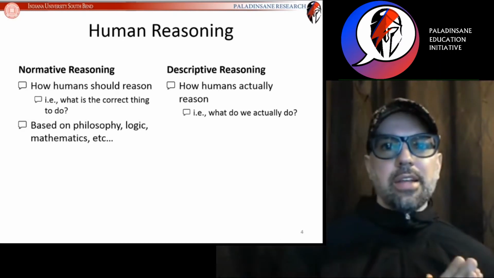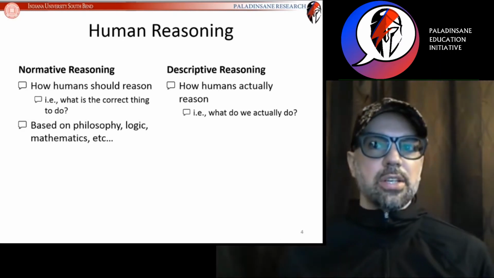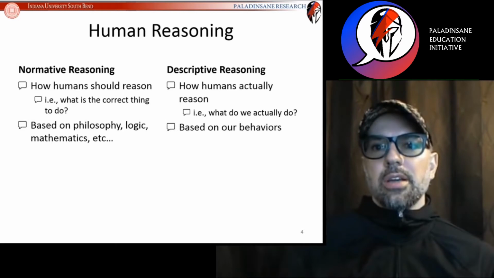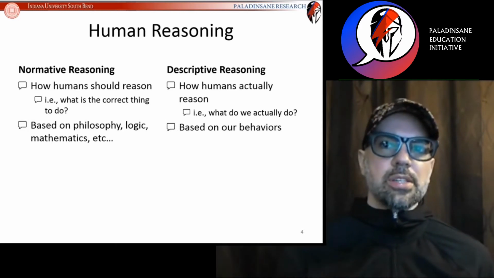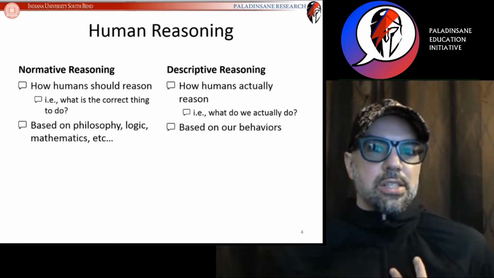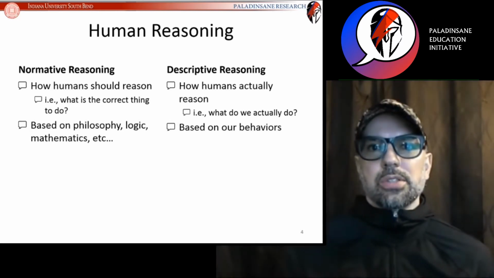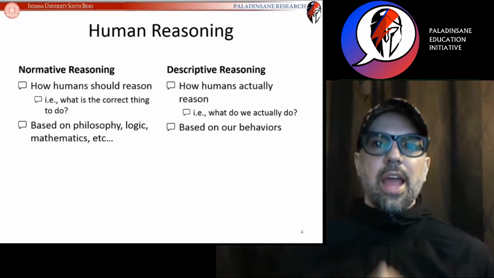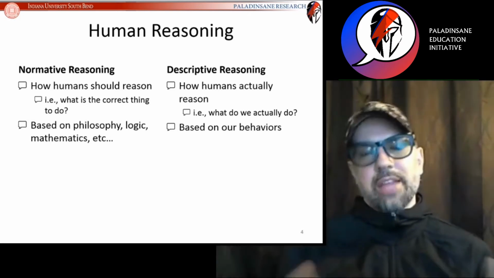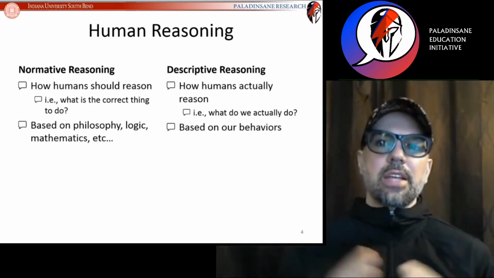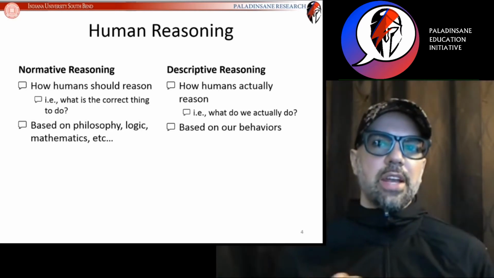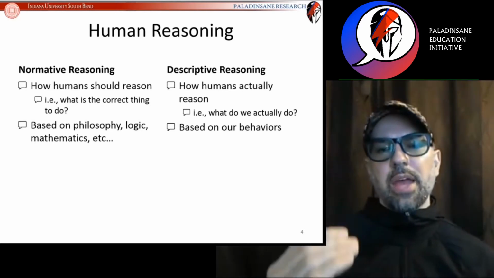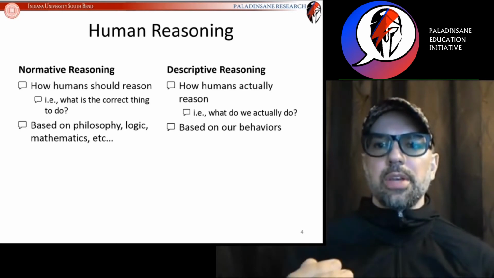On the other hand, descriptive reasoning is what we actually do. And this is just based on our behaviors. This is just based on putting humans in situations and us as psychologists measuring what they do in those situations so that we can have that description, hence the descriptive reasoning. We can have that description of what they actually do.